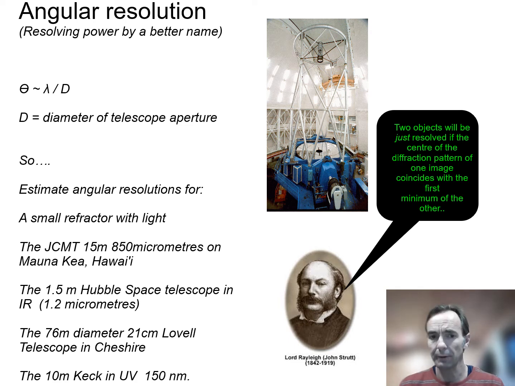So get your calculator out. We're going to estimate the angular resolutions of these. First, a small refractor. Let's say that's about that size. Estimate that size in meters. So that's about 15 centimeters. That's the end of your telescope. Convert that to meters, which is going to be the diameter of the end of your telescope. And then roughly estimate what your wavelength of light would be.